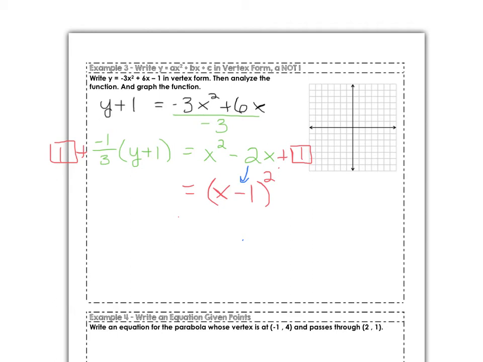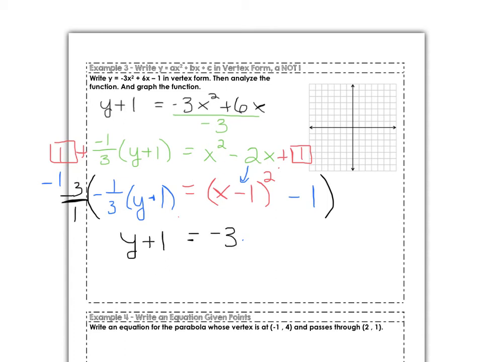Okay, so over here we have 1 plus negative 1/3 the quantity of y plus 1. So I'm actually going to subtract this one. So I have negative 1/3 of y plus 1 is equal to x minus 1, that quantity squared, minus the 1 that I just subtracted. Now I'm going to multiply everything by negative 3 over 1. So now we have y plus 1 is equal to negative 3 times the quantity of x minus 1 squared. And then we have negative 3 times negative 1 is going to be positive 3.